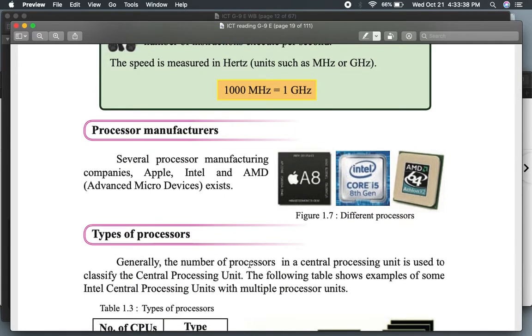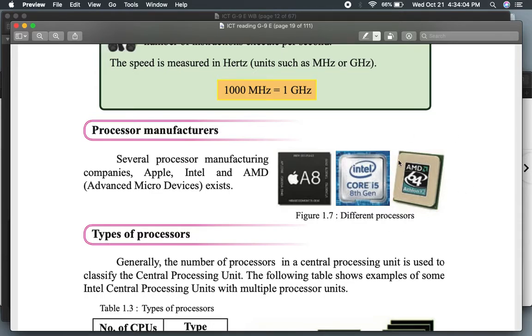Processor manufacturers. There are several processor manufacturing companies. Apple, Intel, and AMD are some of them. Here, this is an Apple A8 chip, A8 processor. These can be found mainly on Apple devices.